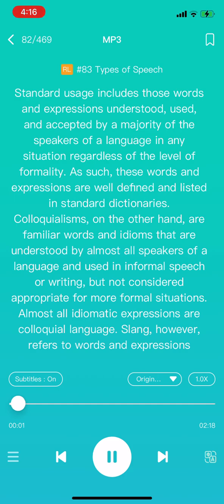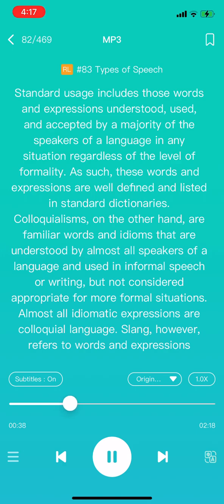Standard usage includes those words and expressions understood, used, and accepted by a majority of the speakers of a language in any situation regardless of the level of formality. As such, these words and expressions are well defined and listed in standard dictionaries. Colloquialisms, on the other hand, are familiar words and idioms that are understood by almost all speakers of a language and used in informal speech or writing, but not considered appropriate for more formal situations. Almost all idiomatic expressions are colloquial language.